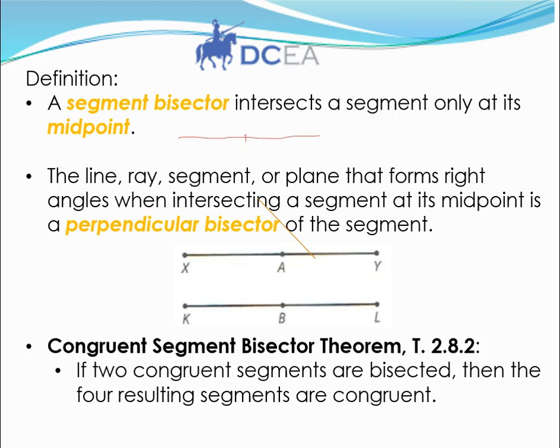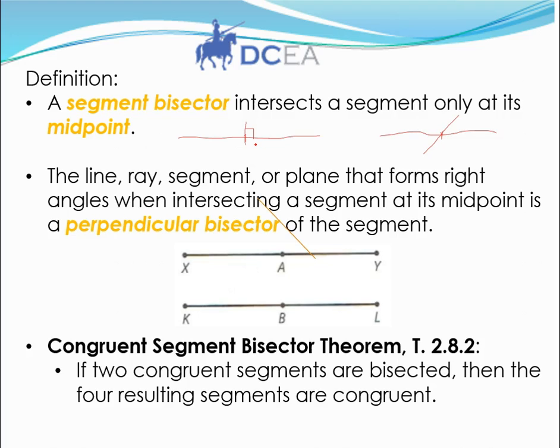So you can bisect a segment with other things besides lines. You can also bisect a segment with a ray, with another segment, or with a plane. And if it forms a right angle, we now have what we call a perpendicular bisector. You can actually have a segment that's bisected, say by another line. It goes through the midpoint, but it doesn't form a 90-degree angle. So if it does form a 90-degree angle, it's a perpendicular bisector.